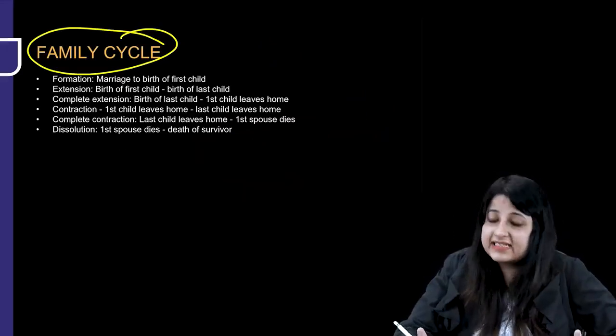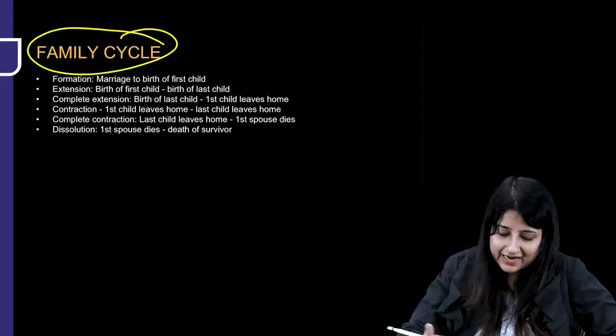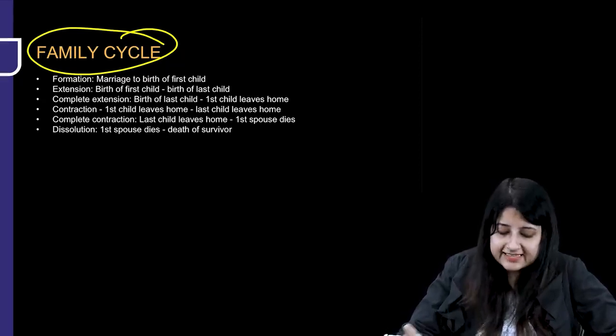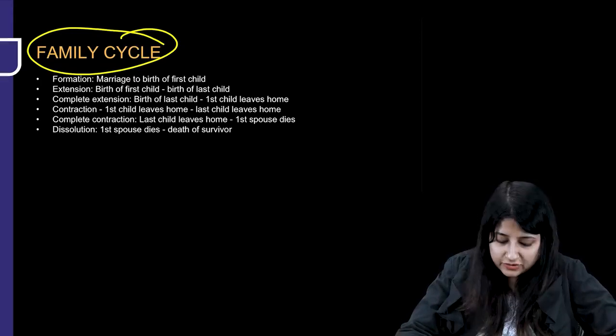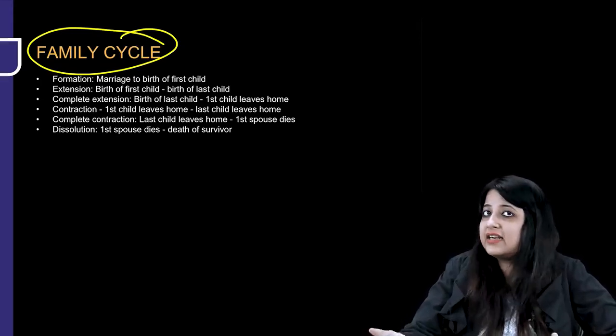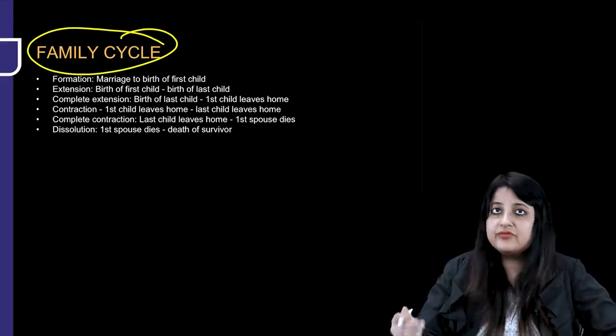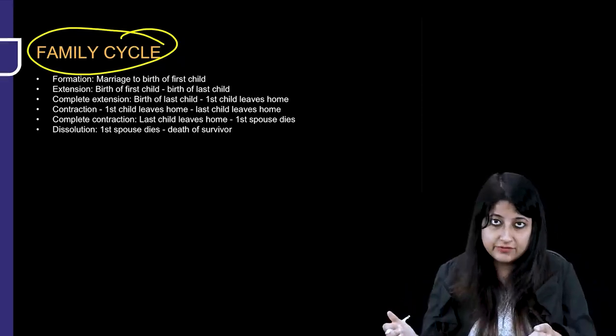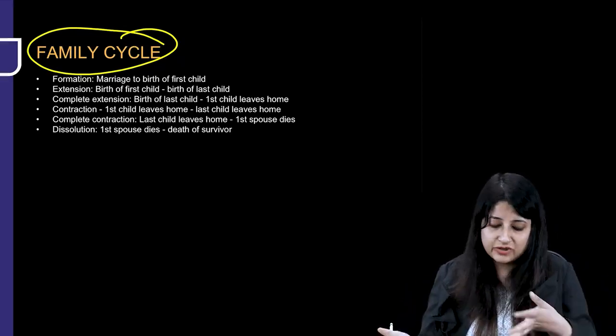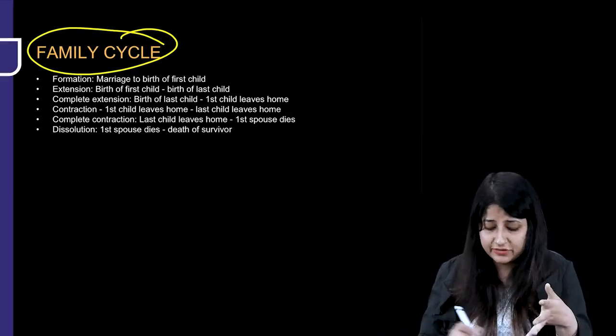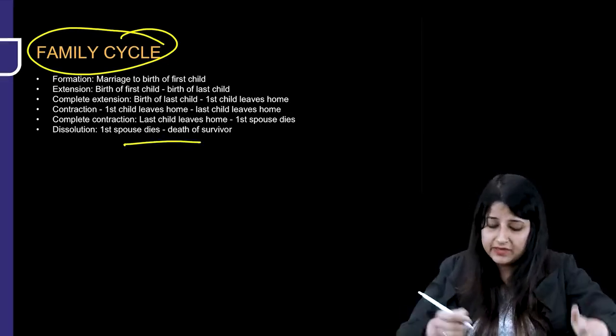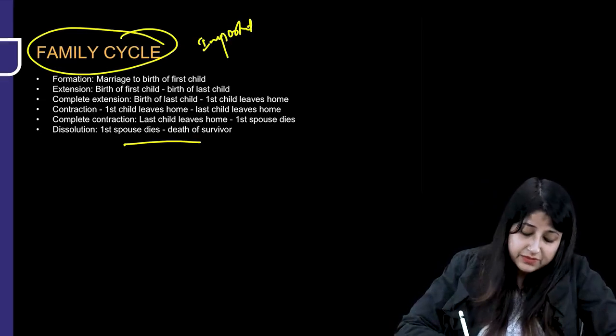Now there's another thing, the family cycle. It has different stages. Formation is marriage to birth of first child. Extension is birth of first child to birth of last child. Complete extension is birth of last child till the first child leaves home. Contraction is first child leaves home till the last child leaves home. Complete contraction is last child leaves home till the first spouse dies, and dissolution is first spouse dies till the death of the survivor. It has come many times, family cycle.